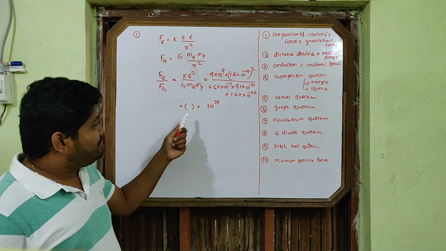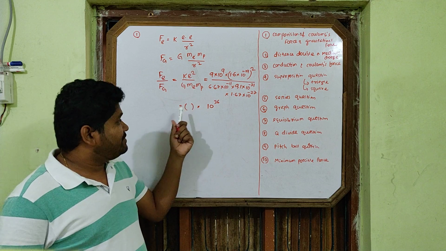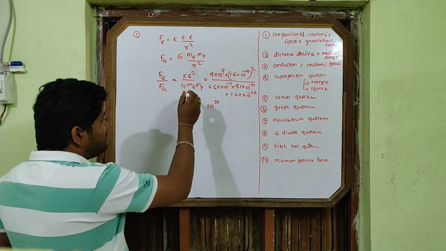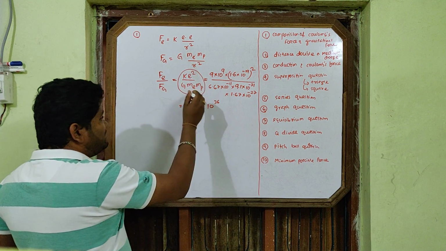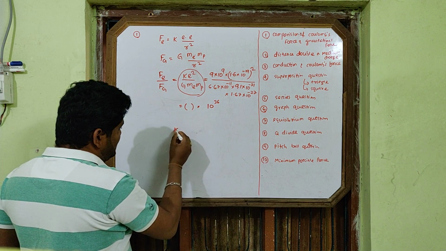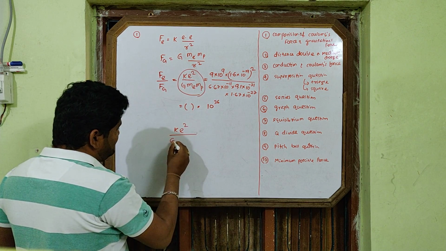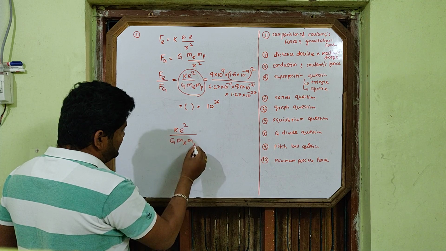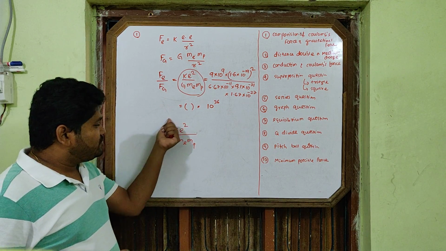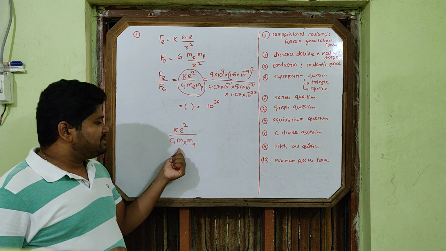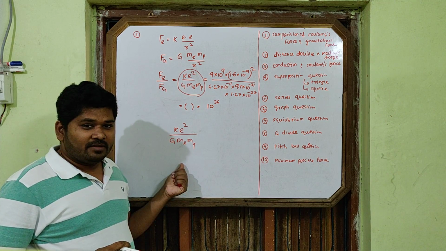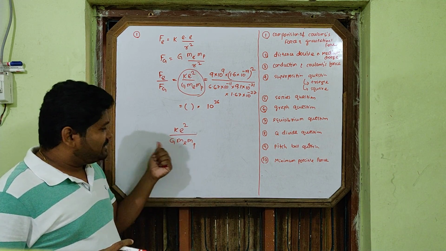Another question you can also see in different exams from here. In MCQ you may see: what is the dimensional formula of K e square by G Me Mp? Sometimes in some MCQ question you will see, what is the dimensional formula of this?